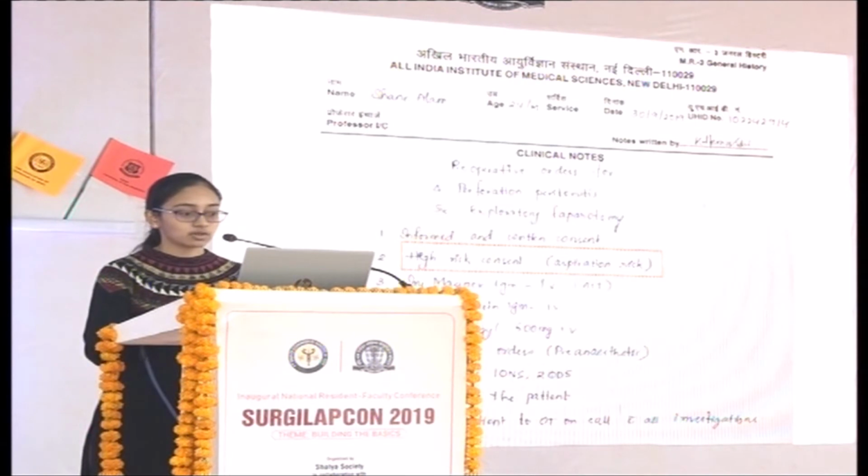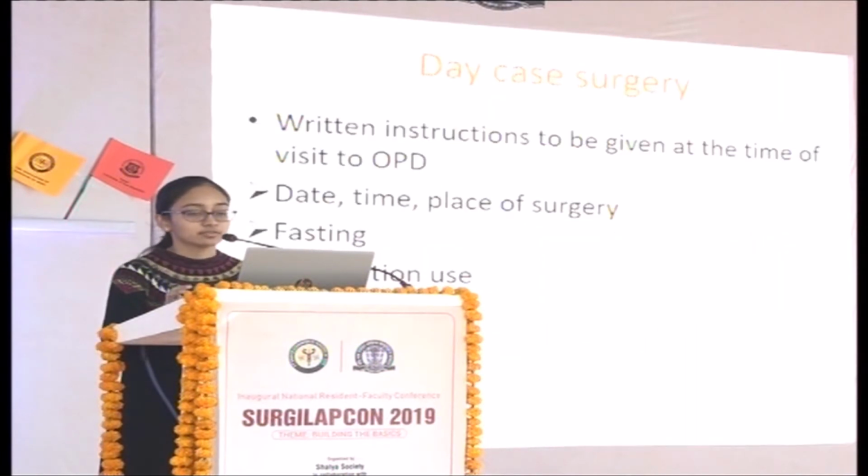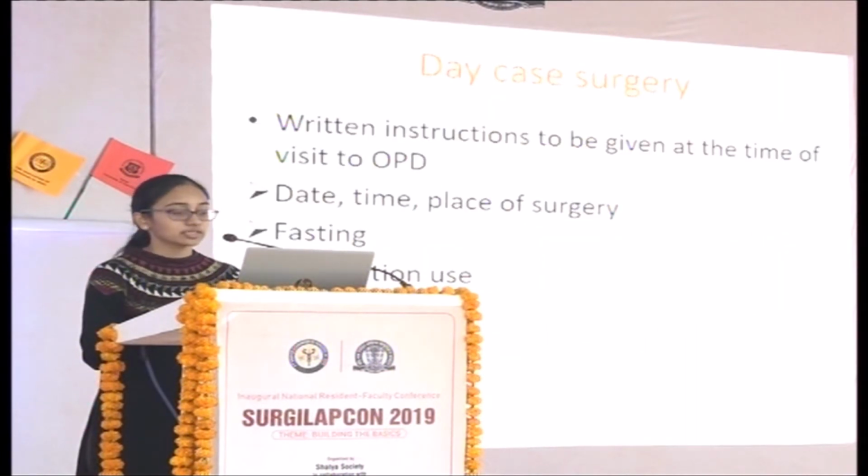This is an example of preoperative orders of a perforation peritonitis case, where you need to take not just the informed and written consent regarding the procedure, but also any high risk associated, for example, risk of aspiration. And you need to catheterize the patient before the surgery, optimize the patient, and give proper hydration. And next, coming to the daycare surgeries, you are seeing the patient in the OPD.